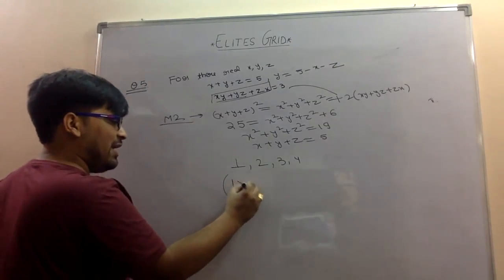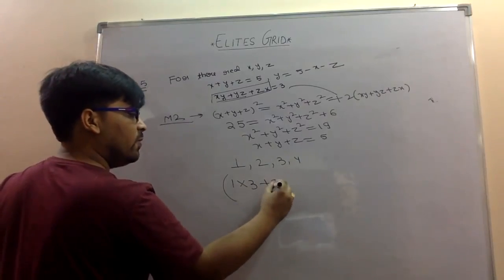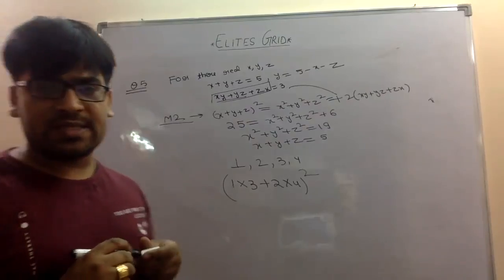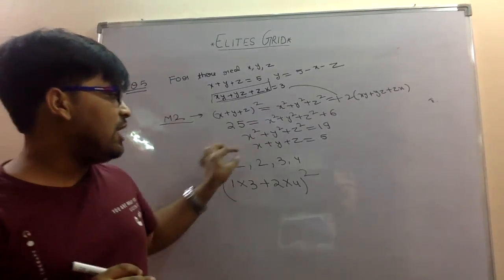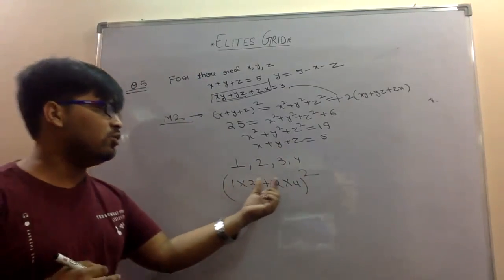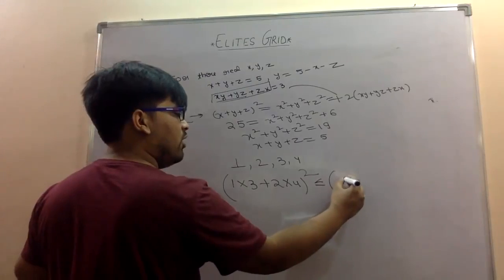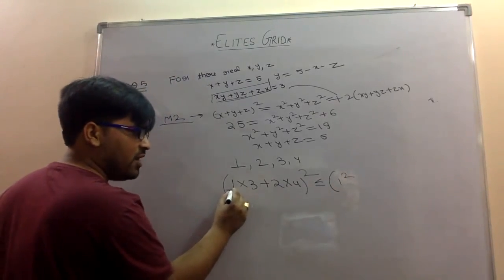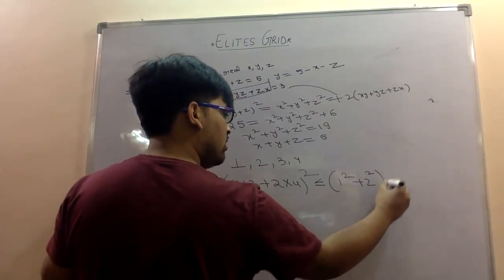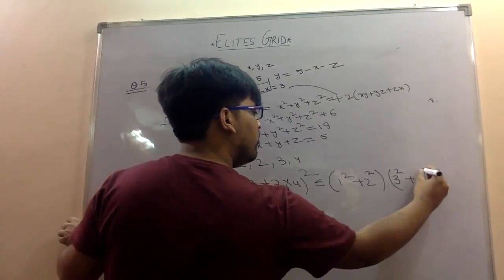You can take any two pairs. Let 1 into 3 plus 2 into 4 whole square. कोई भी दो पेयर पिक कर सकते हो तुम, कोई भी पेयर, 1 और 3 का पेयर, 1 4, 2 3, कोई भी पेयर पिक कर सकते हो. 1 into 3 plus 2 into 4 whole square, that will always be less than or equal to 1 square plus 2 square into 3 square plus 4 square, one pair from here and any one from there.